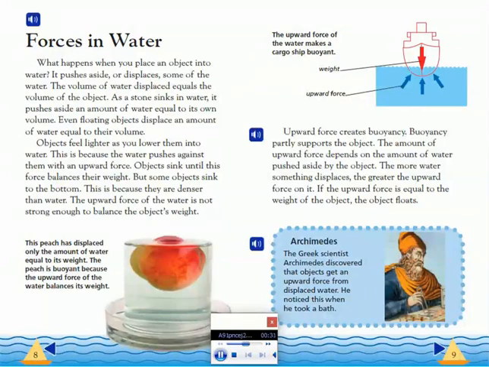Objects feel lighter as you lower them into water. This is because the water pushes against them with an upward force. Objects sink until this force balances their weight. But some objects sink to the bottom. This is because they are denser than water. The upward force of the water is not strong enough to balance the object's weight.